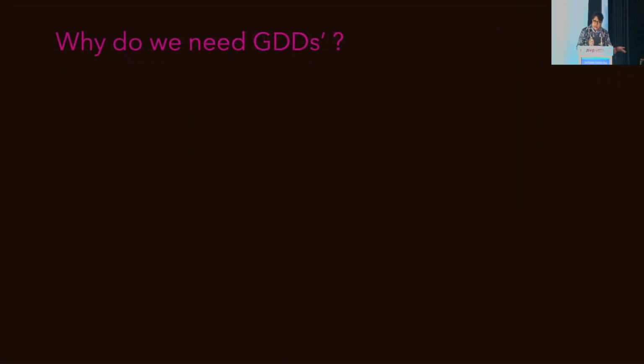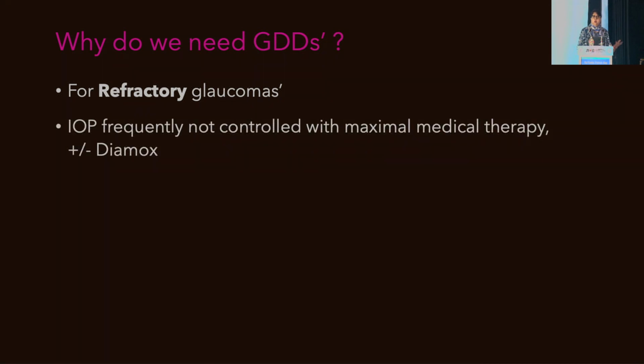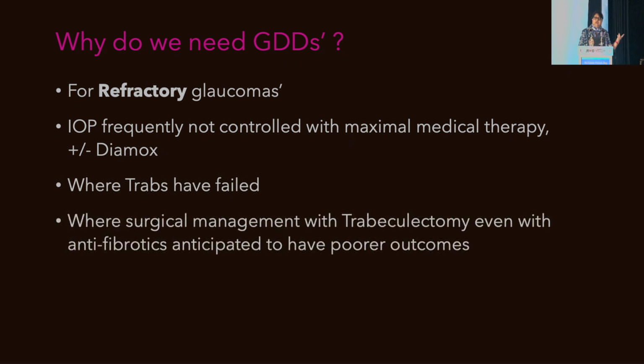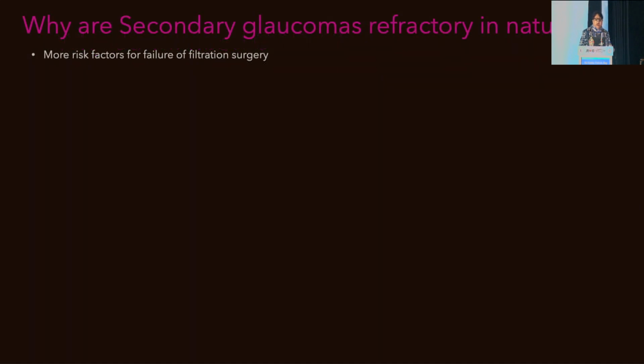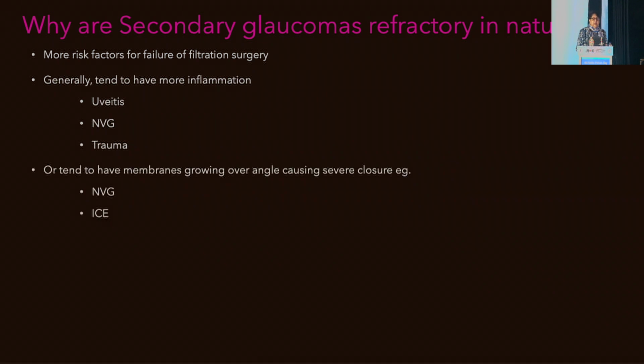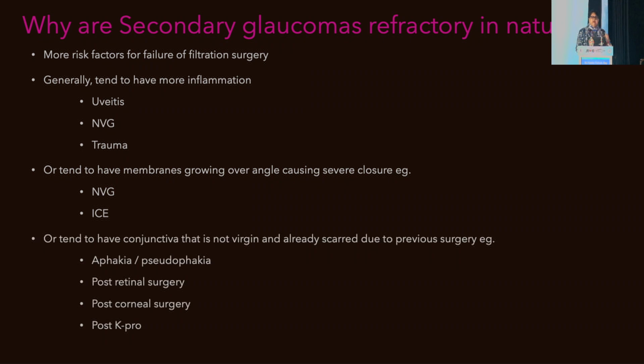But why do we need GDDs? Of course, for refractory glaucomas. What do we mean by that? These are ones that you cannot control with medication or even with oral medication, and where TRABs have failed or are deemed to be failing. There are, in these eyes, more risk factors for failure of filtration surgery. They tend to have more inflammation, or membranes growing over the angle, or conjunctiva that is not virgin. And usually it's a combination of the above.